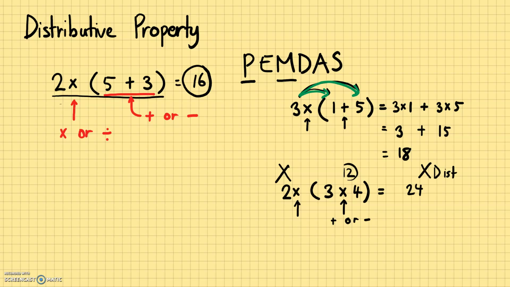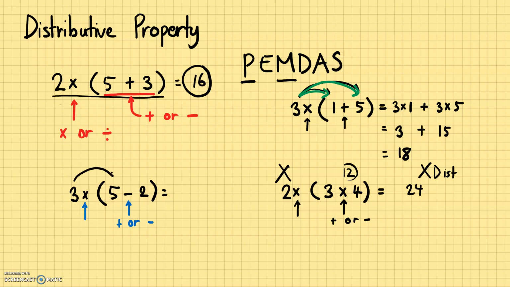Okay, how about 3 times 5 minus 2? Can you use the distributive property here? And if you said yes, then you're correct, because this part is multiplication. Inside we have addition or subtraction. In this case it's subtraction. Okay, so you can use the distributive property.